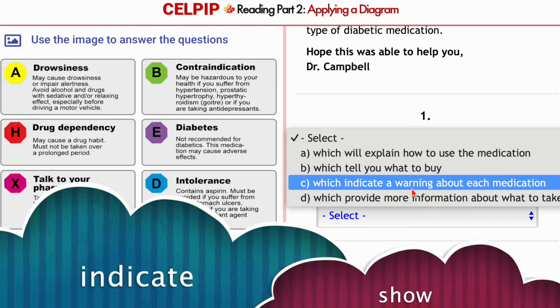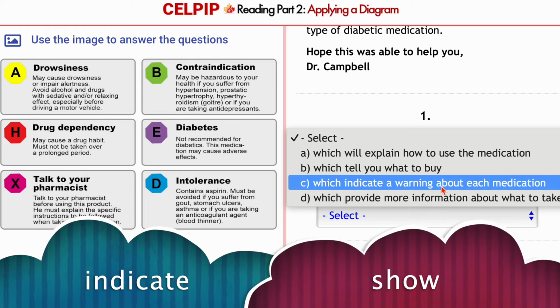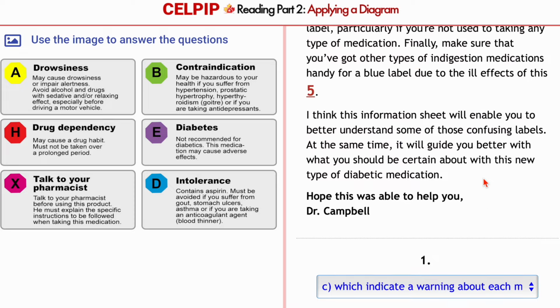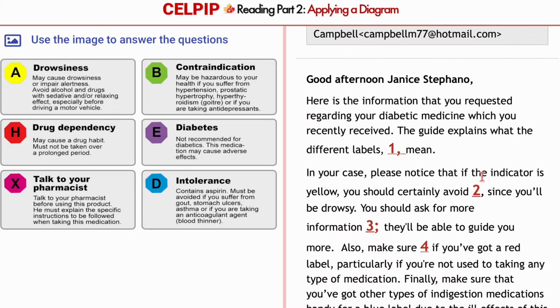Indicates means show a warning. Like, do this, this may happen. Okay? So this guide explains what the different labels, which give us a warning, mean, okay? All right.